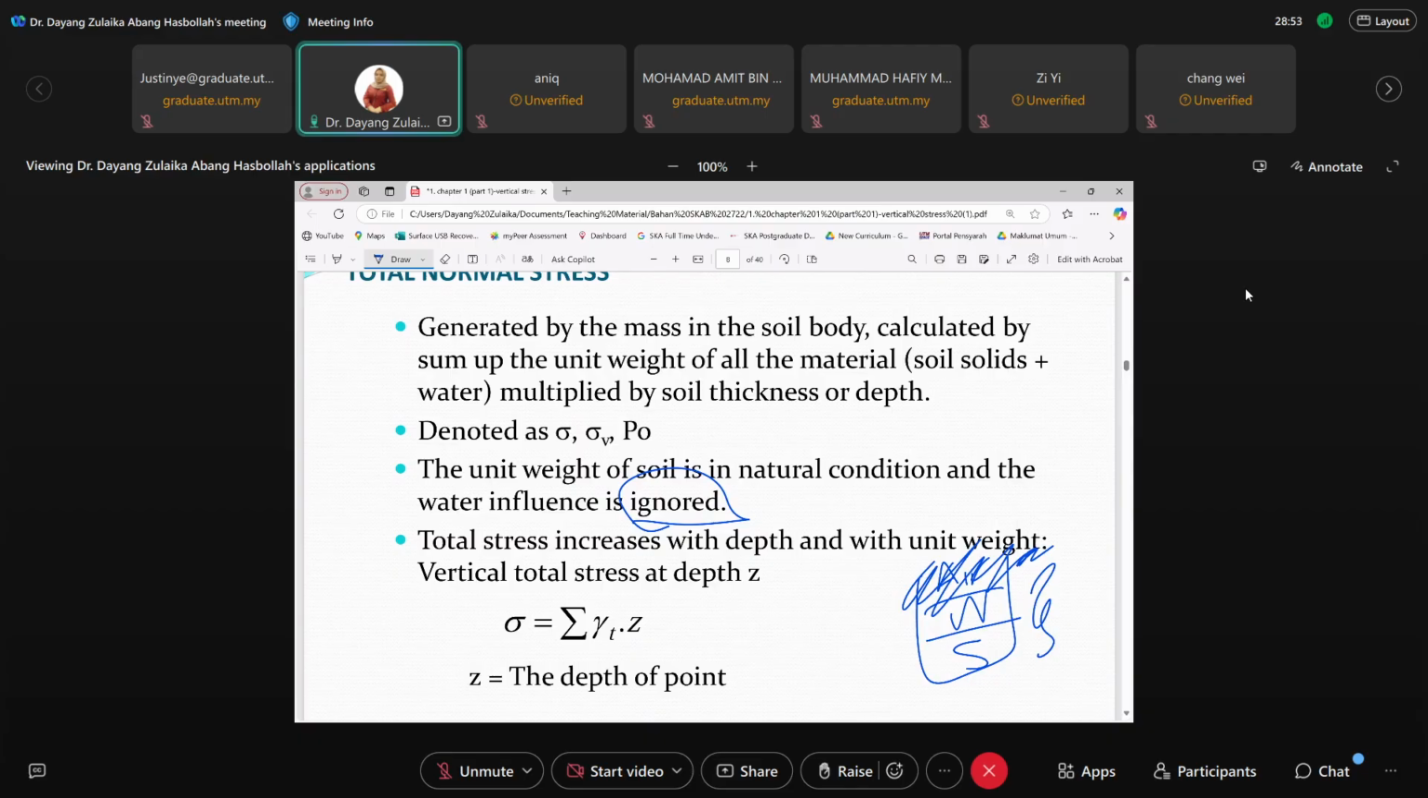Okay, faham tak? Kalau total normal stress, it includes water. Stress generated by water and also solid in the soil body. But for effective stress, we only calculate the stress generated by the soil particles only. All right. Okay, let's take a look.